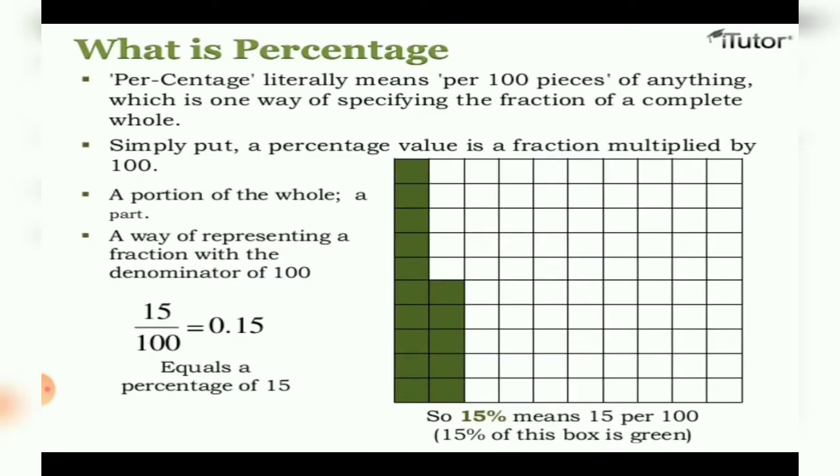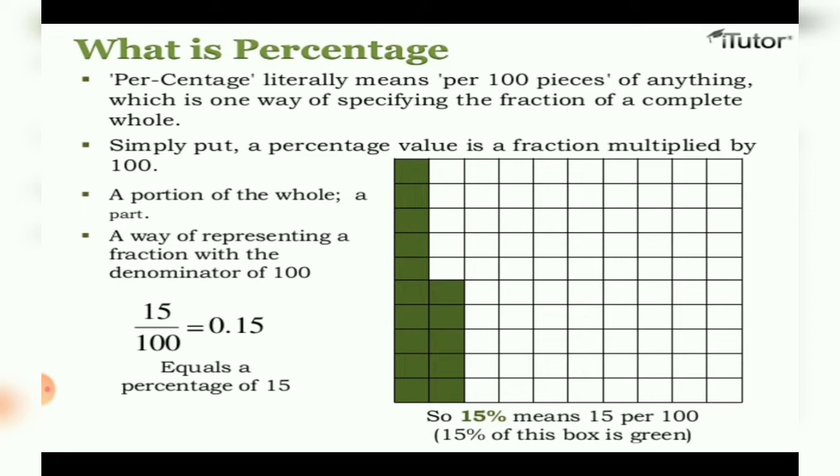Next comes percentage. Now in percentage, what does cent mean? If you live in the US, let's say you have cents. Cent means 100, right? So like $1 and $1.50, that is one whole dollar and half of a dollar, that is cents. So percentage literally means per 100 pieces. Per cent, 100 pieces of anything, which is one way of specifying the fraction of a complete whole.